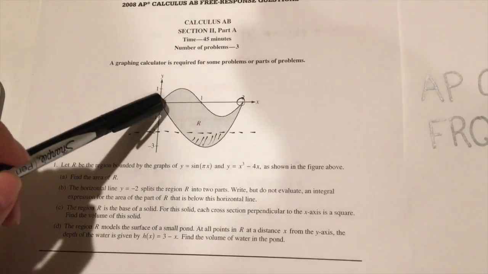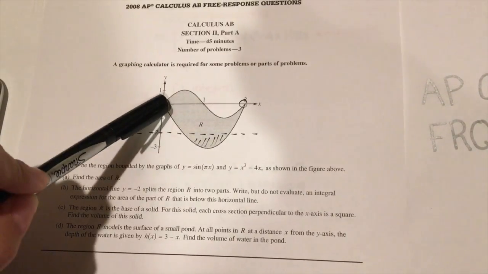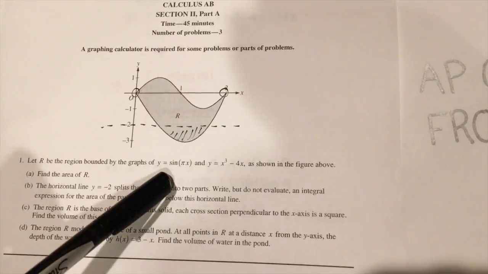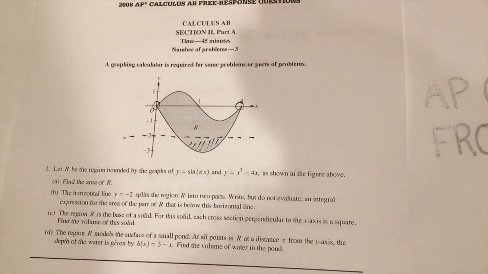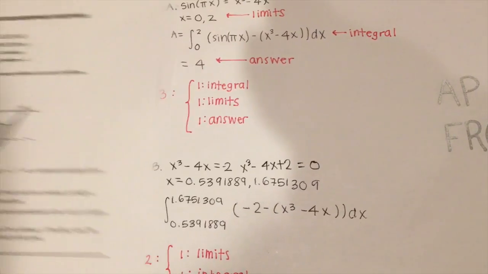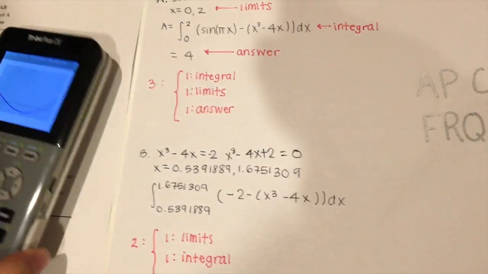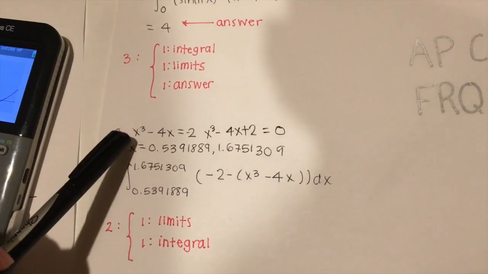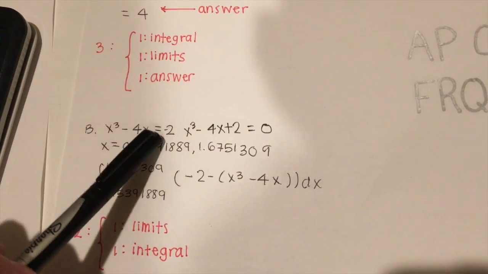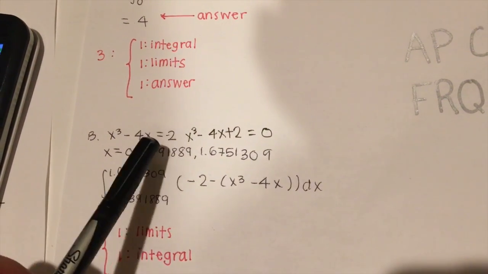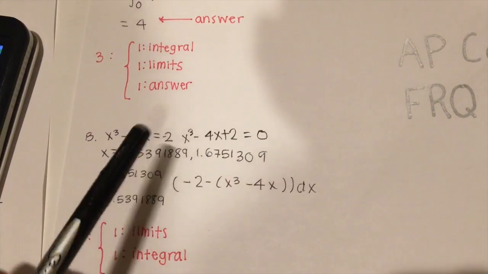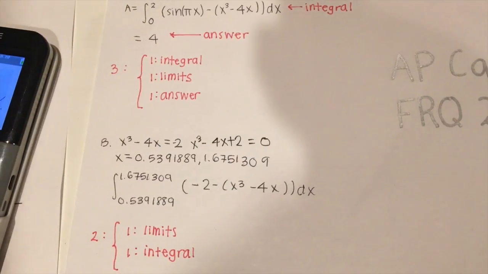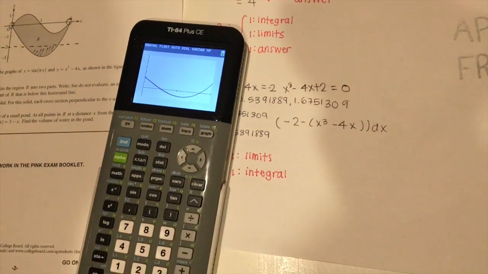And because you only need to use this curve, which is x cubed minus 4x, you can basically ignore sine of pi x for now. In order to find the integral, you first need to find the intersection. So you set x cubed minus 4x equal to -2. When you bring the -2 to the other side, you get x cubed minus 4x plus 2 equals 0. In order to find that intersection, you can use your calculator.